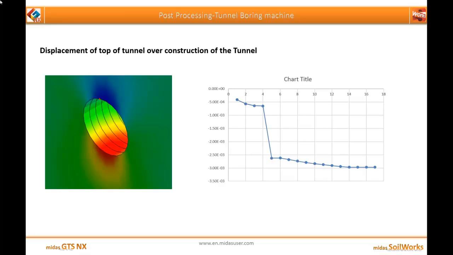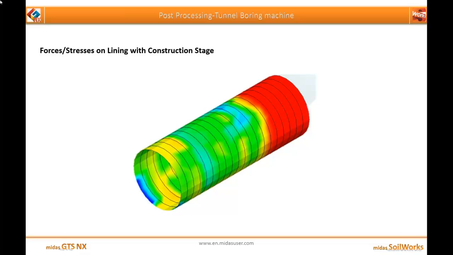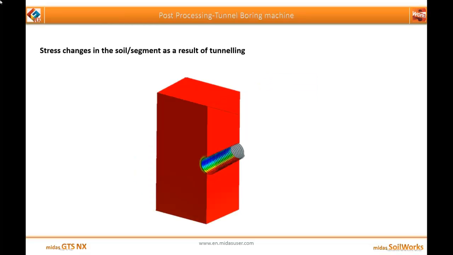Second is the displacement of the top of the tunnel over construction of the tunnel. You can just select that particular tunnel and see, whatever sequence you are following and whatever ground conditions you have taken, how the displacement of the top of the tunnel is going to take place over the construction of the tunnel. Next important thing is the forces or the stresses on the lining with the construction stage. As I've already shown, since you define it as a shell element, you get the forces in the XX and YY direction. The fourth most important thing is the stress changes in the soil segment as a result of tunneling. So you could consider the same.